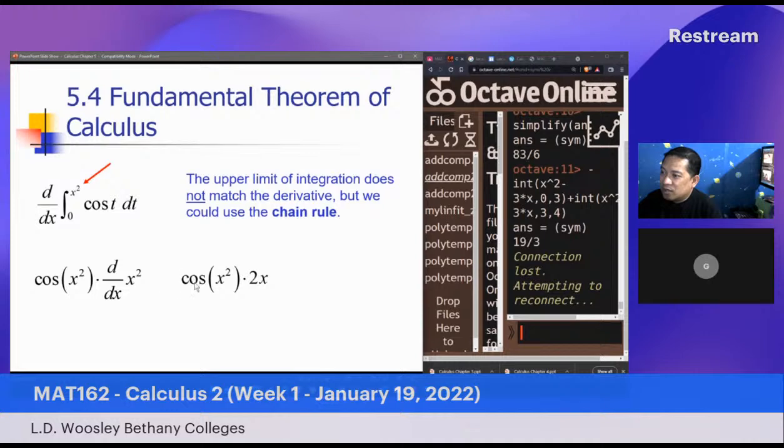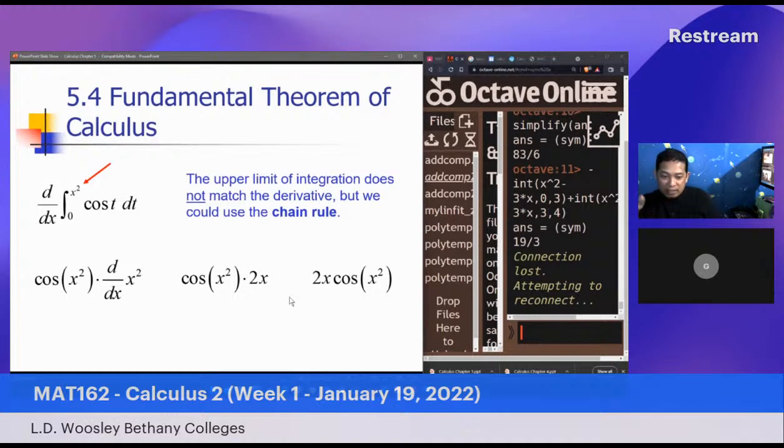Kaya pwede yan. So, if that would be the case, derivative of x squared is 2x, then cosine of x squared. That would be 2x cosine x squared. So, yan. So, pwede na siya. So, meron kang chain rule dyan. Okay. Yan yung sagot.